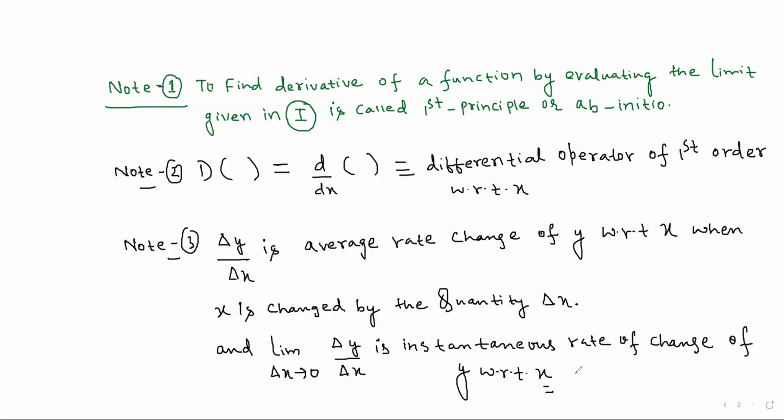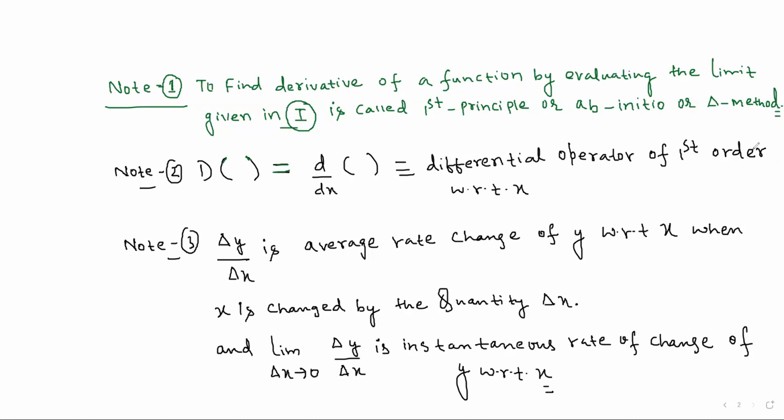So I think, guys, this is clear to all. Any doubt here? Okay. That is the fundamental observation about differentiation. This is the point number 2. So, guys, point number 1 is that to find the derivative of a function by evaluating the limit given in equation 1, given in note number 1, is called first principle or ab initio, or you can also say delta method. Second thing is that the differentiation of something is d/dx of something, and this is called differential operator of first order with respect to x.